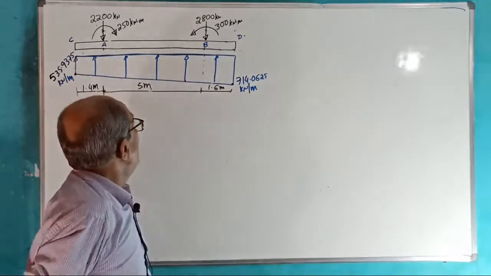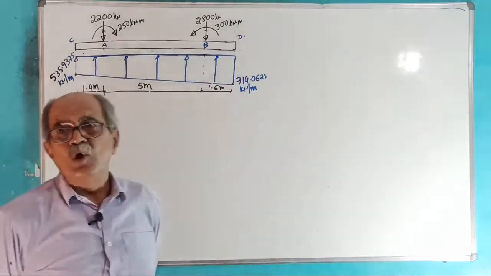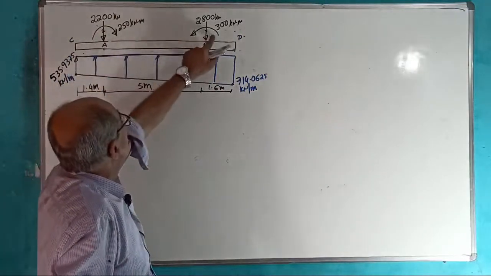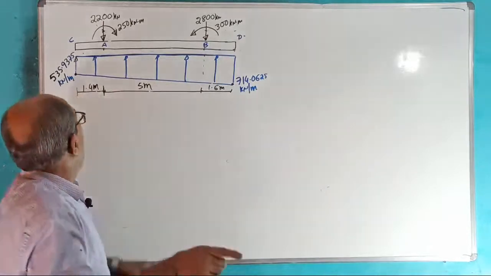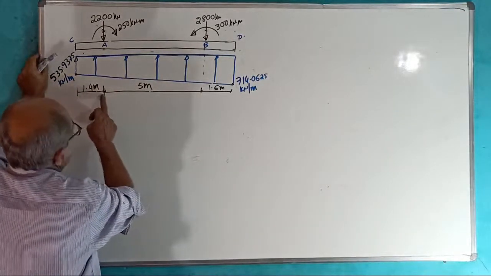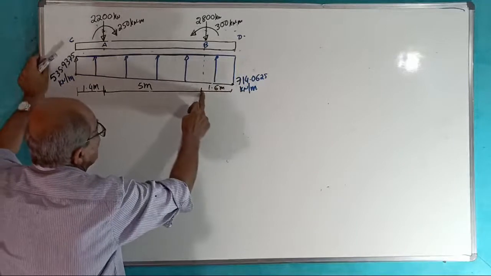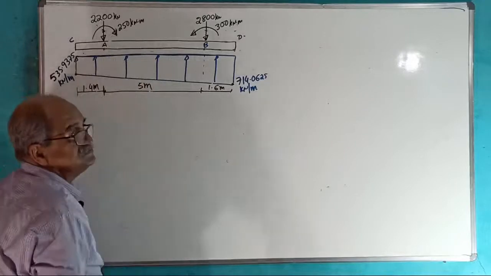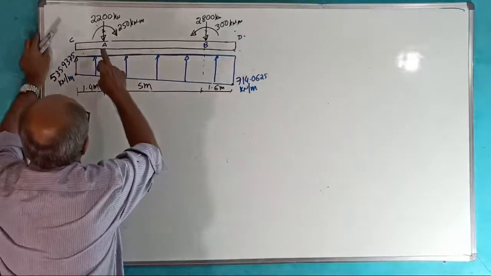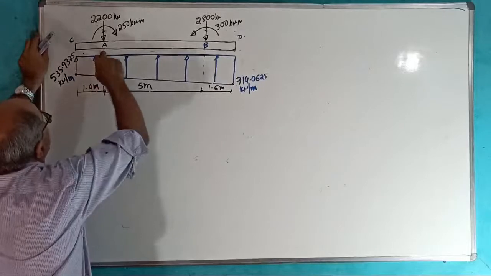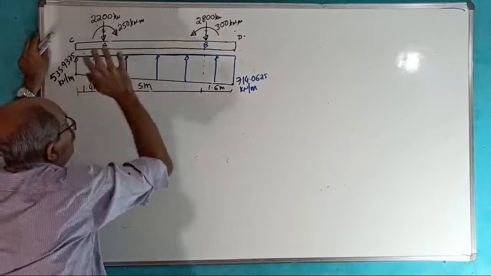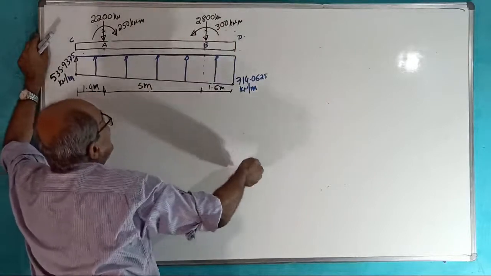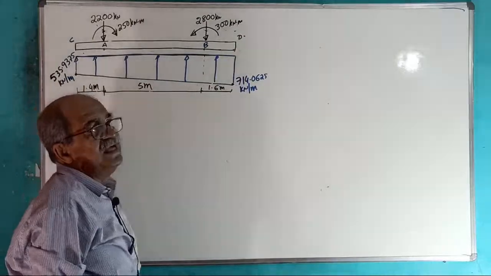Now, it is subjected to two downward point loads of 2200 kilonewton and 2800 kilonewton at 1.4 meter from left end and 1.6 meter from right end, so the distance between the 2 point loads is 5 meter. Also, at the left contact point where load is acting, there is a clockwise couple of 250 kilonewton meter. At the right side contact point of the point load, there is an anti-clockwise couple of 300 kN meter.